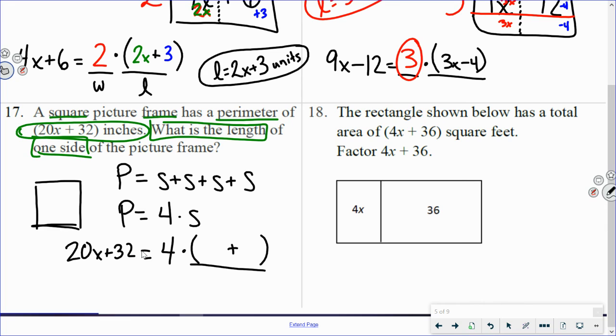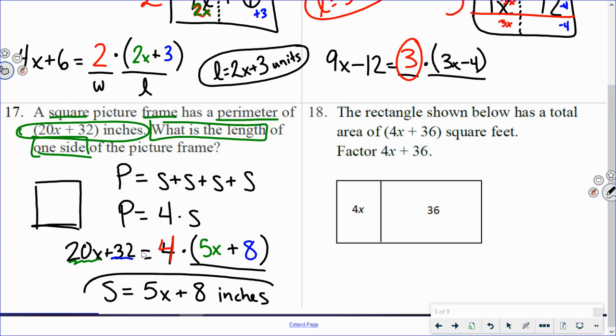So if we were to split up 20x into 4 parts, 4 groups of 5x would give us 20x, and 4 groups of what would give us 32? That would have to be 8. And therefore, the side length of the square, since all the side lengths are the same, are congruent, will be 5x plus 8. Oh, in this case, it actually gives us a unit. So we're going to write the side length of this particular square would be 5x plus 8 inches.